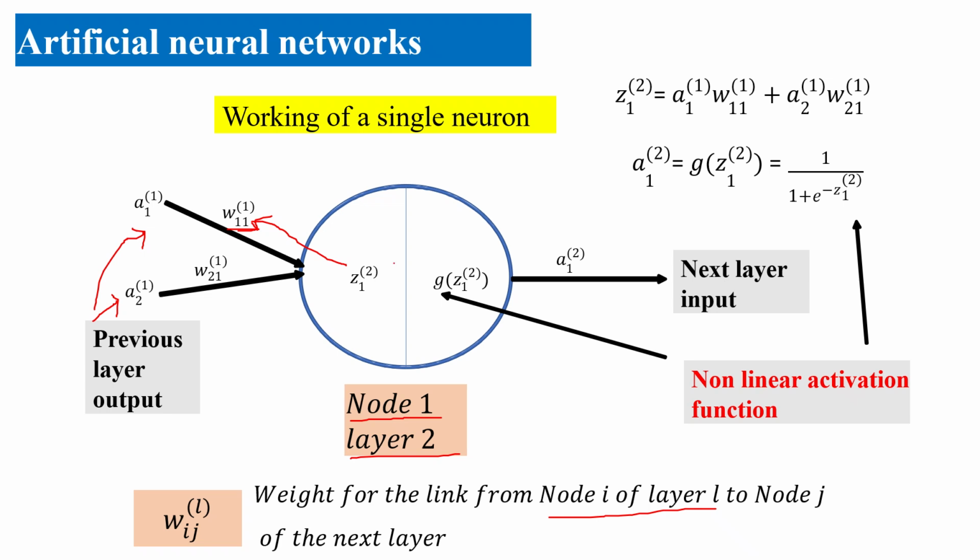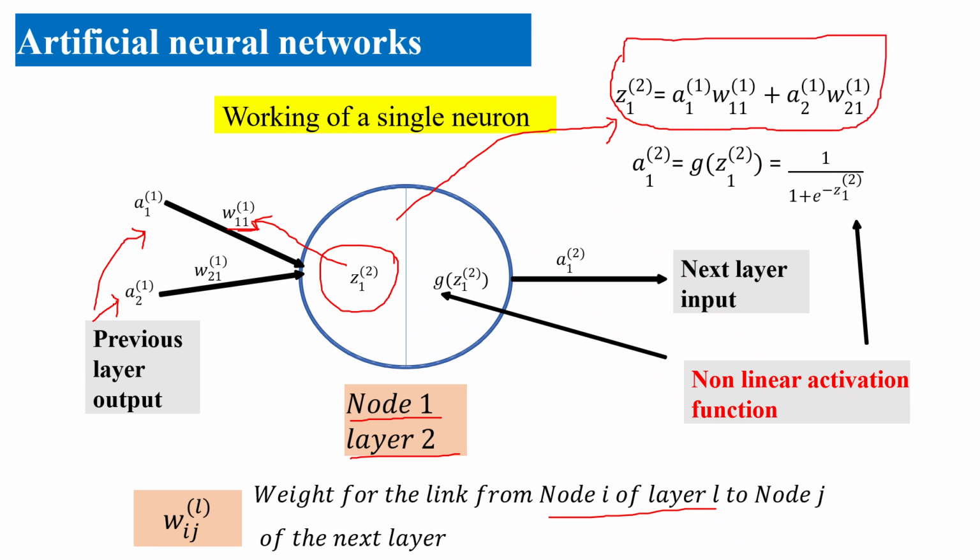Now come here. This was the adder portion which we have seen in our McCulloch-Pitts model. The adder takes the summed inputs, which we have written here as z_1 superscript 2, because this node is at layer 2. It is a_1 of layer 1, the input multiplied by the connecting weight, added to the second input a_2 multiplied by its weight. This gives us the adder output.